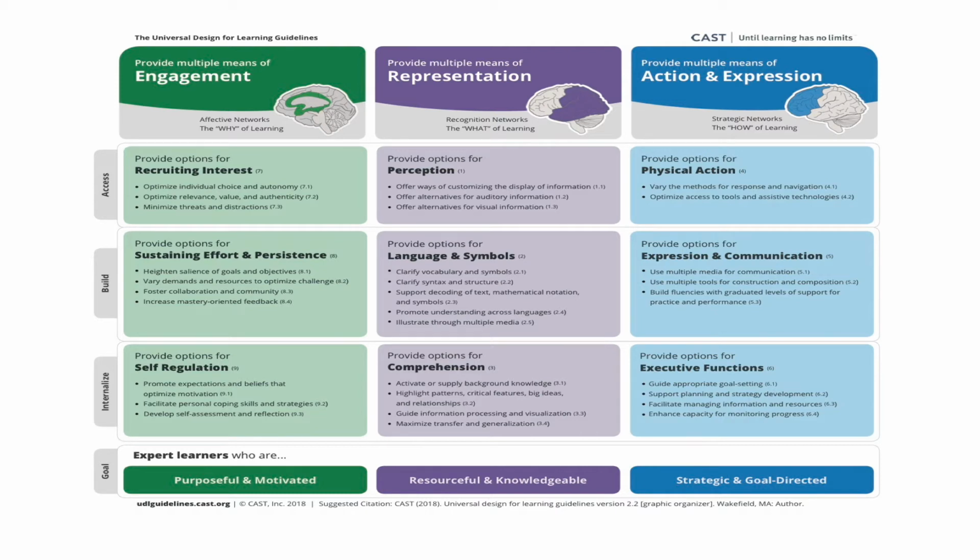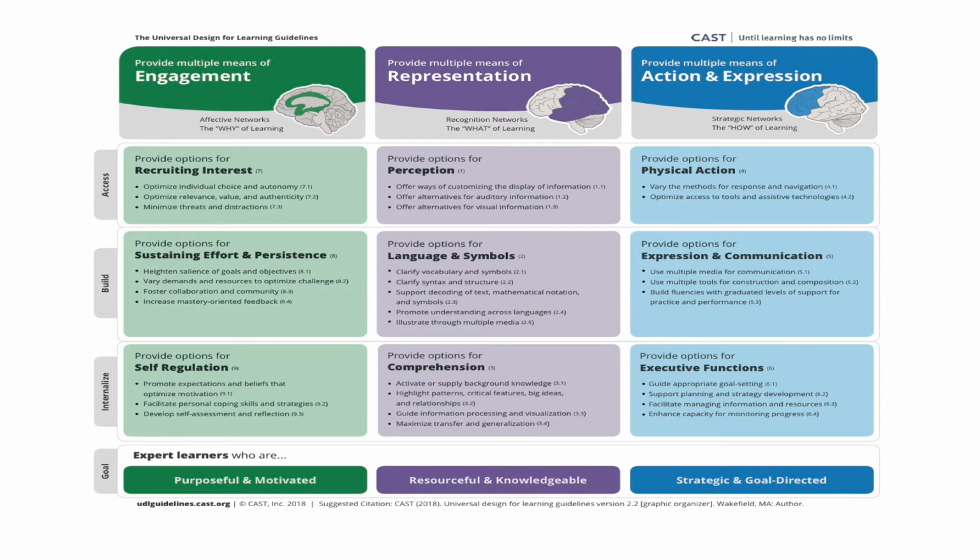Let's now take a look at the second UDL principle, to provide options for representation. Guideline 1 of this principle is to offer options for perception. Guideline 2, to provide options for language and symbols. And Guideline 3, to provide options for comprehension. These guidelines help achieve the UDL principle of providing students multiple forms of representing the learning content. Again, each guideline has multiple checkpoints which provide specific strategies to achieve that certain guideline.